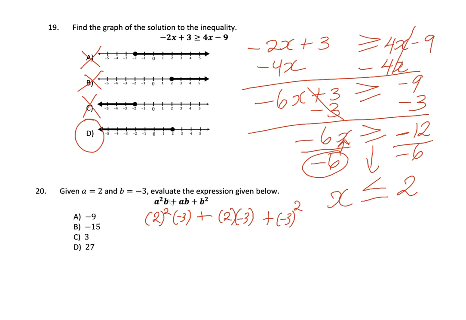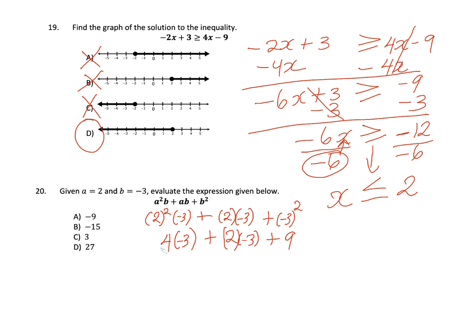Now once we replace the variables by their numerical values, we're going to use PEMDAS, please excuse my dear Aunt Sally. No parentheses. So we have exponents. So here 2 squared would be 4. So this will be 4 times negative 3 plus 2 times negative 3 plus, if I square negative 3, that's 9.